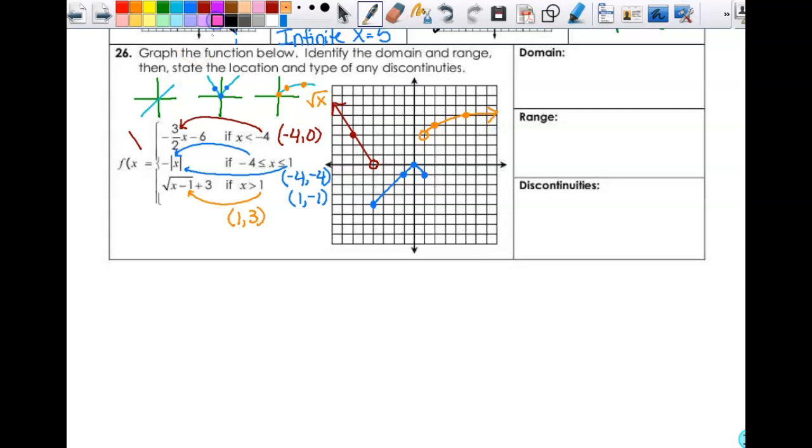Okay, so then my domain. I start out here at -infinity. My domain is continuous all the way to infinity. My range, I don't start at -infinity. I start here, which is at -4. I include it because that's a closed circle. Then my range is continuous all the way up to infinity. I have 2 discontinuities. They are both jump. It's at x equals -4 and 1.